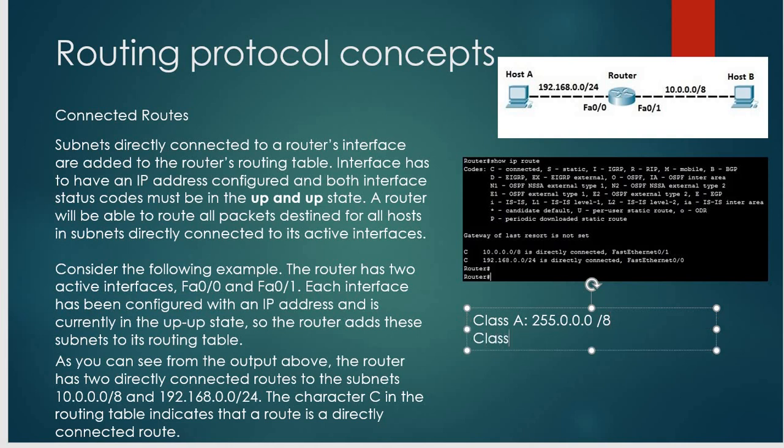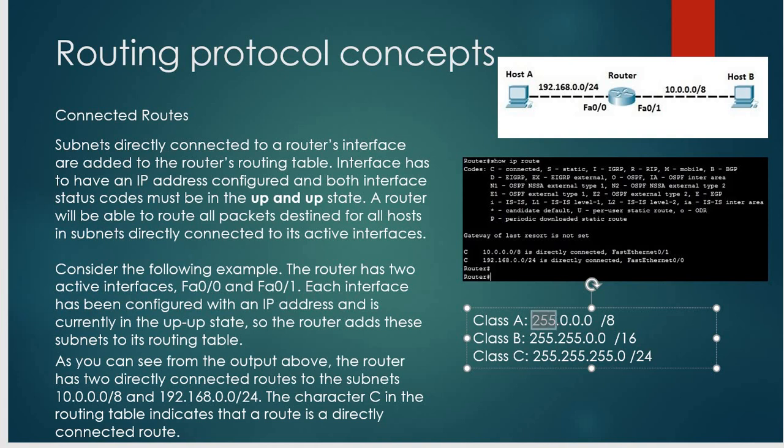Class B is 255.255.0.0, and this is the /16 network. And if it is class C, then it is 255.255.255.0, and this is /24. How do these /8, /16, /24 come about?